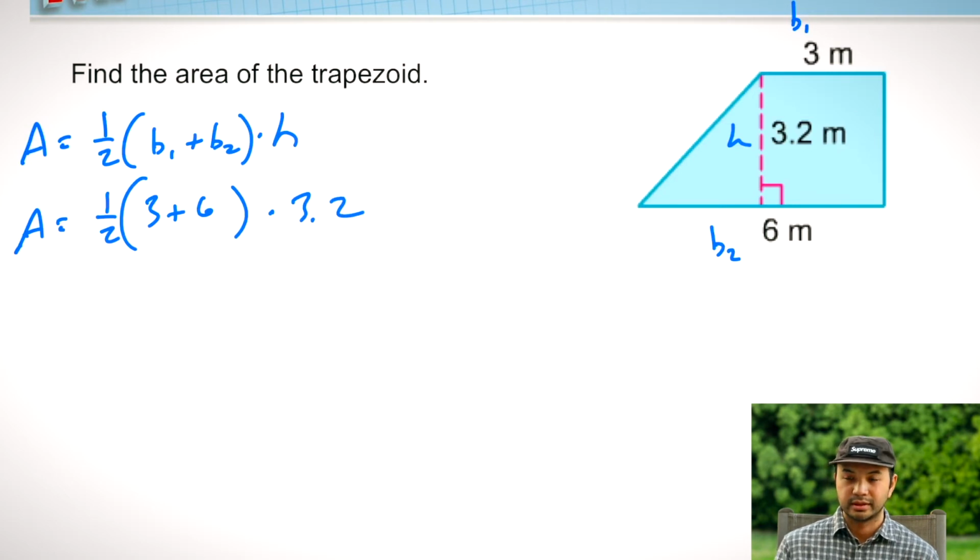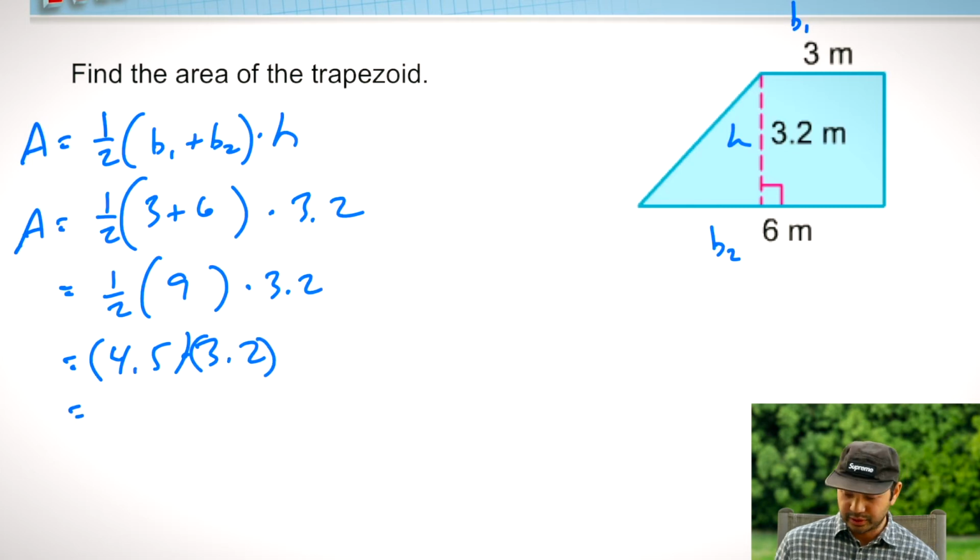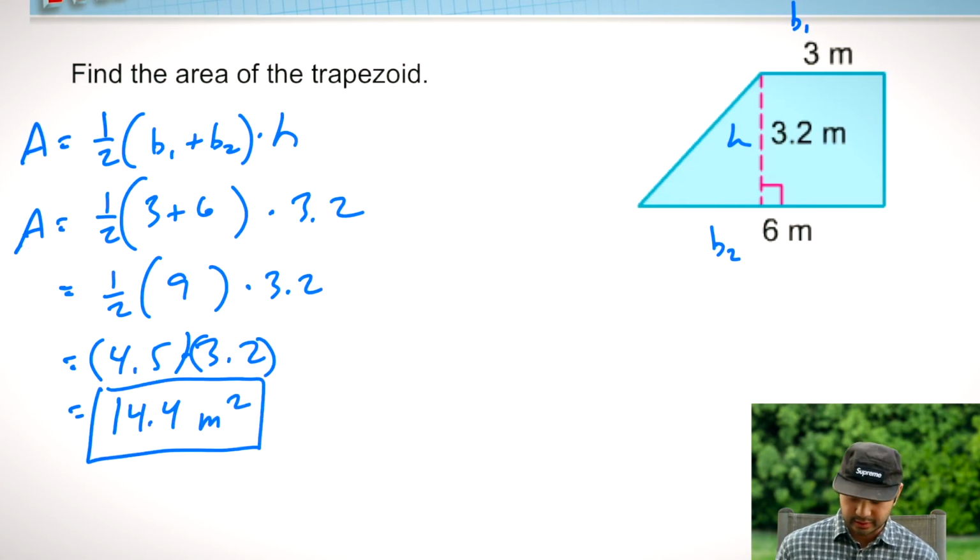And now you just go ahead and work this out. Remember order of operations, so I'm going to add first. 3 plus 6 is 9, times 3.2, and this is 4.5 times 3.2. And then you have 14.4. And then this is area, so meters squared. All right. So again, area means you could fit 14.4 little squares that are 1 meter by 1 meter into this trapezoid.